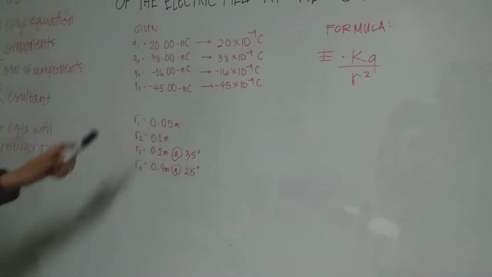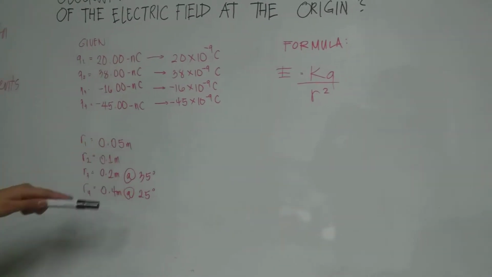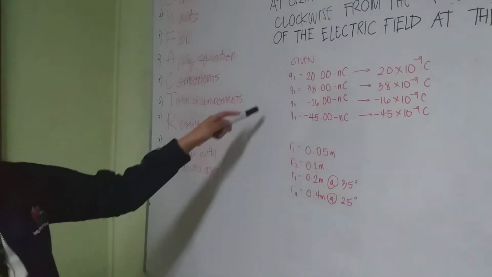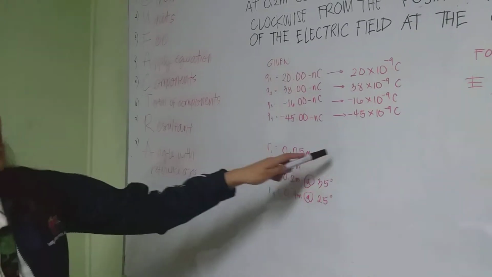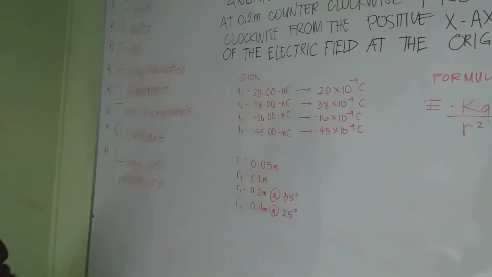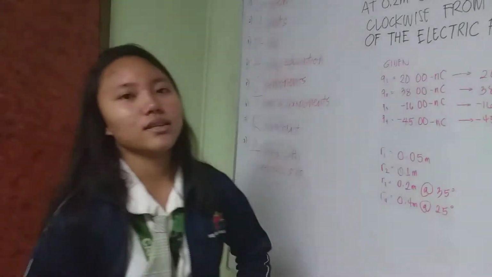The unit used in the problem is nanocoulomb, which will be converted into coulombs later on by multiplying the given point charges by 10 to the power of negative 9 coulomb. Now for the FBD, let's hear from the next speaker.